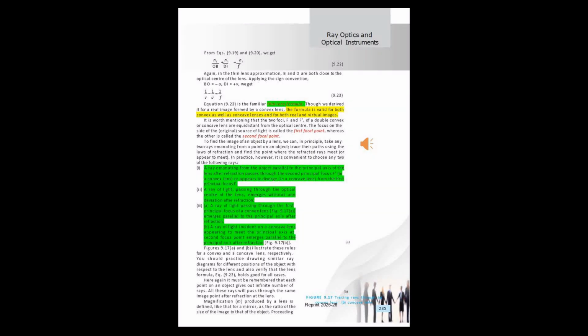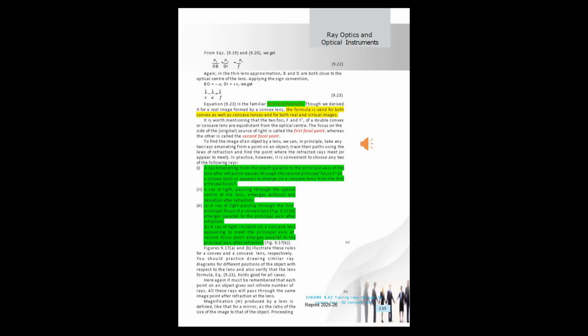A ray of light passing through the optical center of the lens emerges without any deviation after refraction. 3. A ray of light passing through the first principal focus of a convex lens, figure 9.17, emerges parallel to the principal axis after refraction. B. A ray of light incident on a concave lens appearing to meet the principal axis at the second focus point emerges parallel to the principal axis after refraction, figure 9.17 b. Figures 9.17 a and b illustrate these rules for a convex and a concave lens, respectively.